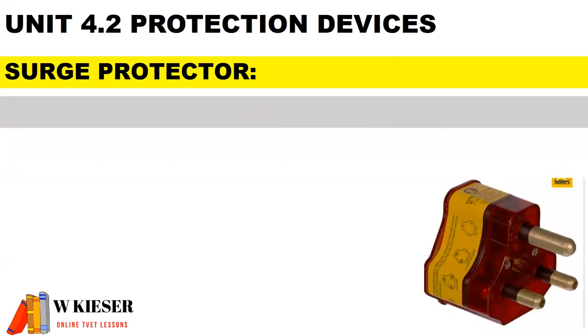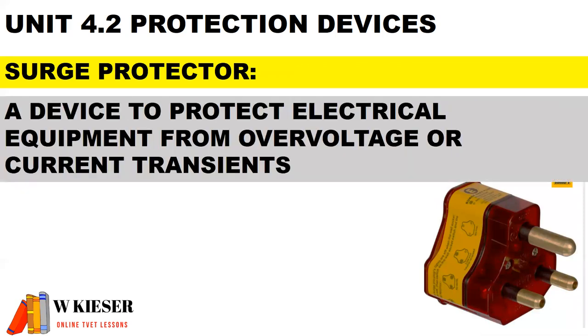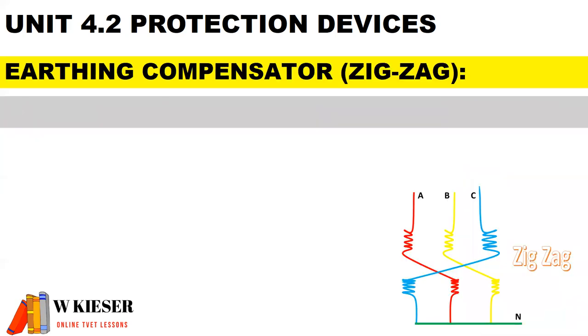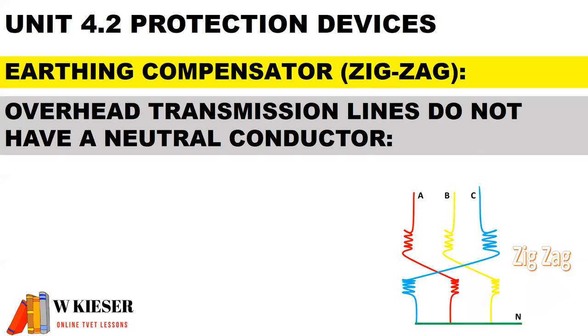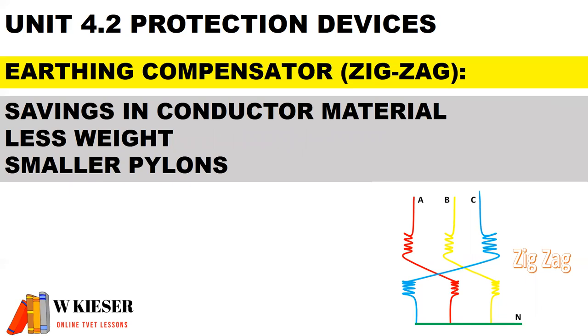A surge protector, mainly found in our commercial and domestic homes, is a device to protect electrical equipment from overvoltage or current transients. An earthing compensator, also known as a zigzag type transformer: overhead transmission lines do not have a neutral conductor, and that is for the delta connected side of a transformer. Why do we use delta on the secondary side? Well, it saves in conductor material, there's less weight, and we can use smaller pylons.